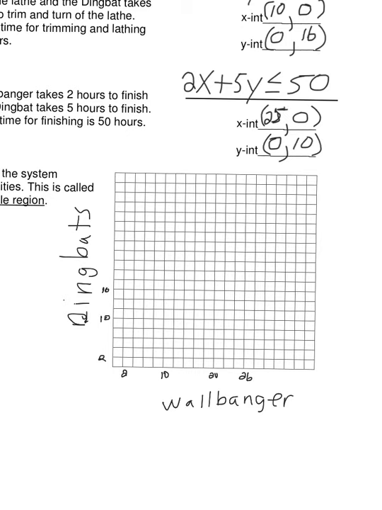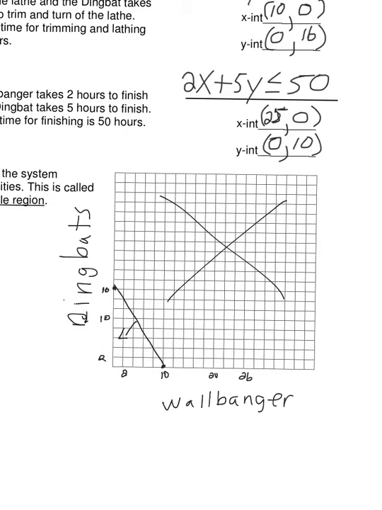Okay, now looking at my first set of coordinates. My first set of coordinates is over 10, up 0. So I would put a point. Then over 0, up 16, put a point. Because it is equal to, it is a solid line. Connecting, and it's less than, so that means I would be shading down. So anything up above that line is no good.